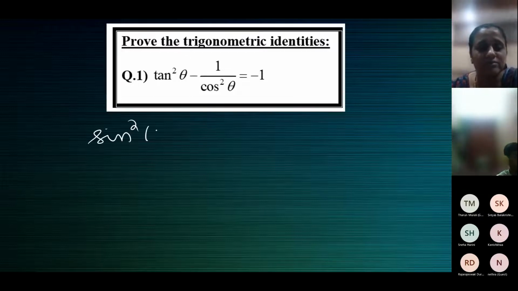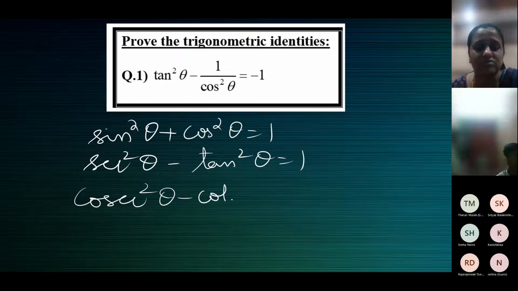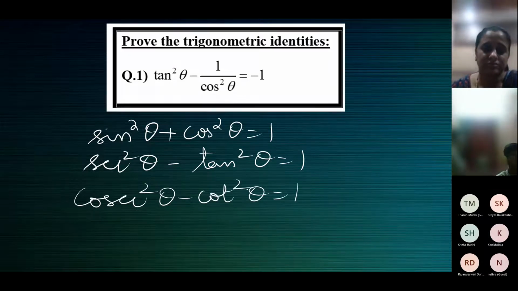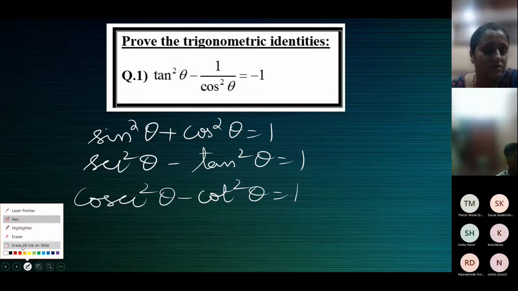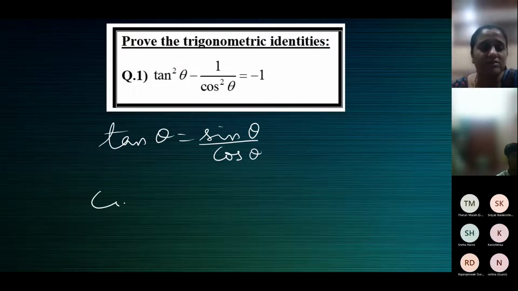Sin squared theta plus cos squared theta is equal to 1. Secant squared theta minus tan squared theta is equal to 1. Cosecant squared theta minus cot squared theta is equal to 1. These are the three important trigonometric identities. And this also is important. Tan theta is equal to sin theta by cos theta. Cot theta is equal to cos theta by sin theta.